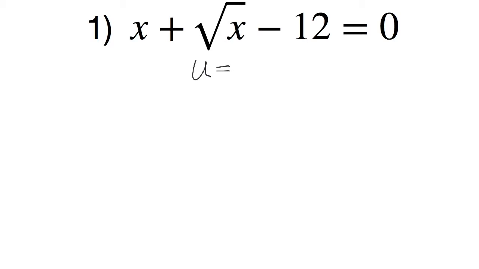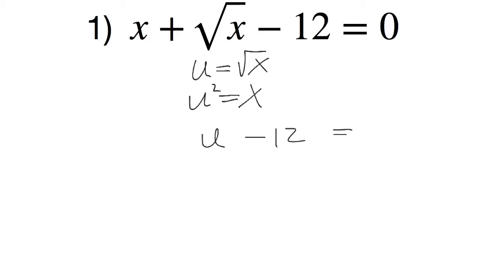I'm going to make a u substitution. I'm going to let u equal square root of x. And as a strategy, it's also a good idea to figure out what u squared is equal to, because in this case, u squared is equal to x, because you're squaring both sides. When I make that u substitution, if I rewrite the original equation, it turns into u squared plus u minus 12 equals 0, which is something that you can factor.